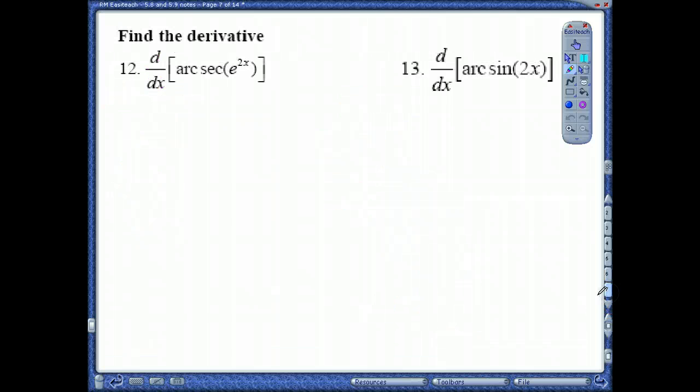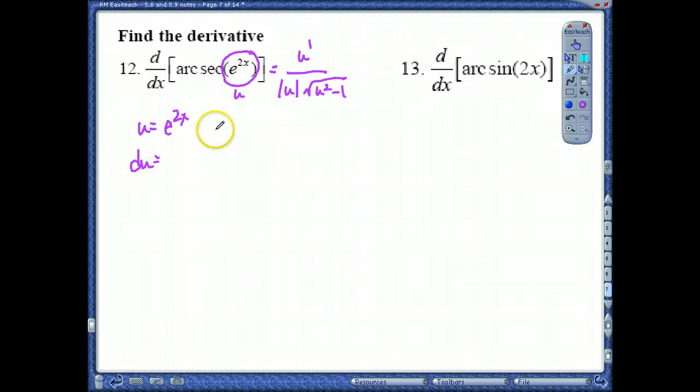Because once you know those formulas, this becomes super easy. When you're looking at your formula, you've got the derivative of u over the absolute value of u times the square root of u squared minus 1. I just need to find out what that u is. There's u right there. So u is equal to e to the 2x. You need to find du by taking the derivative, which is going to be 2e to the 2x, and then you plug those values in.